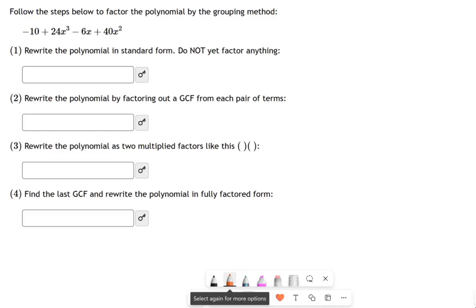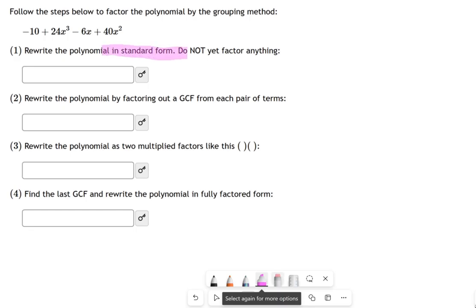For this problem, we're going to follow the grouping method, which you can see right here. This is a method of turning a polynomial in standard form, like you see here, into that parentheses factored form that we use all the time. So the first thing I need to do is put this in standard form.